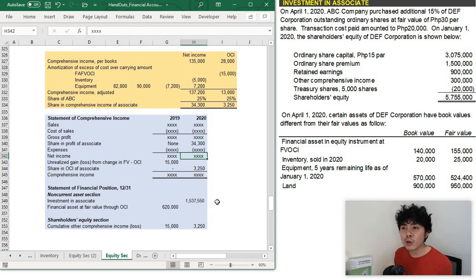Wala nang cumulative other comprehensive income natin related doon sa financial asset at fair value through OCI natin. Yun yung previously held interest. Kasi di ba sinara natin tong 15,000 pesos buo nung April 1, 2020 nung ni-reclassify natin yung previously held interest into investment in associate. Kaya etong 3,250, lahat na to galing doon sa OCI ni associate.